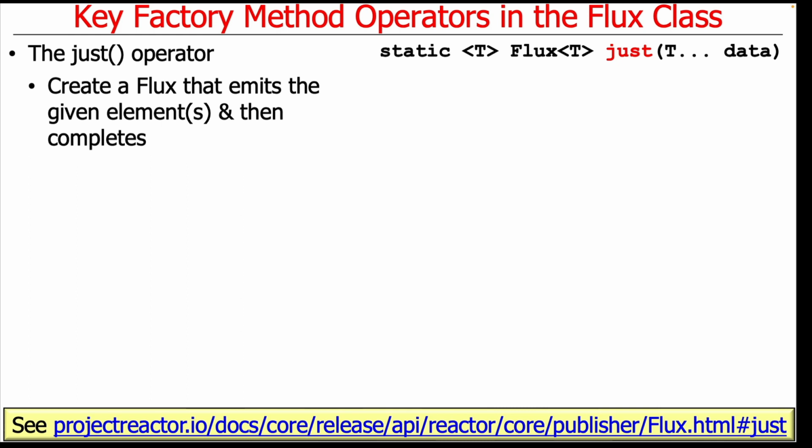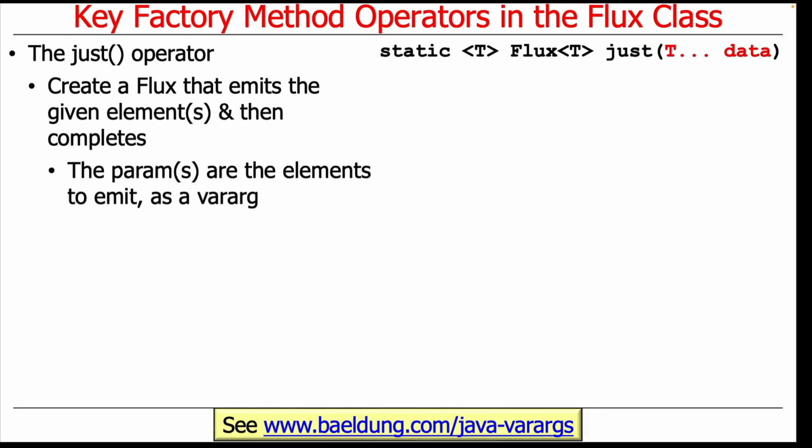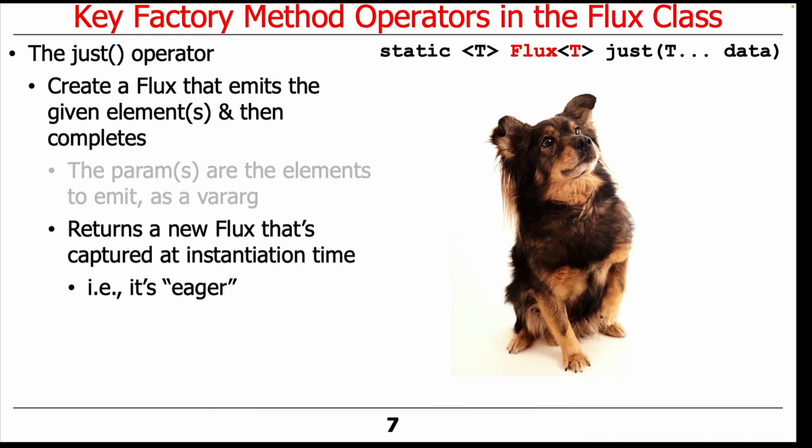Just creates a flux that emits the given element or elements, because they're usually more than one, and then completes, which means it sends the onComplete hook method call up the stream. The parameters that are given are the elements to emit. And you can see this is using a vararg syntax. Vararg basically just means 0 or more of stuff. Now, you should definitely give 1, otherwise it would be pointless. But you can give 1, 2, 3, 4, and various parameters to the just method.